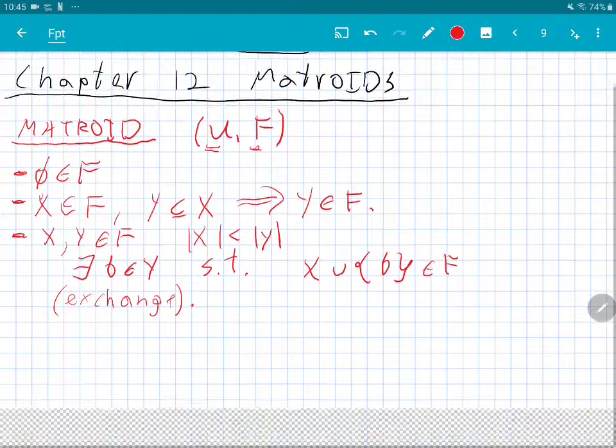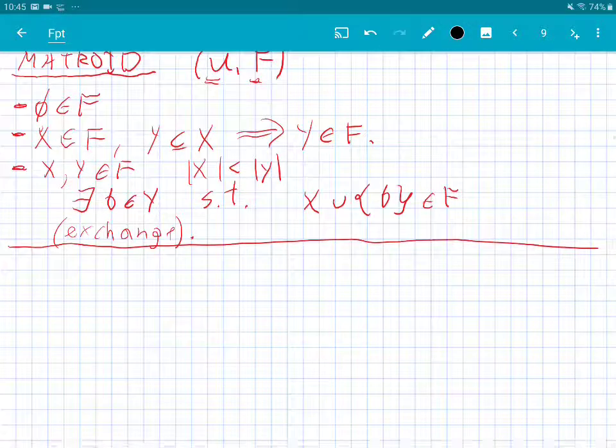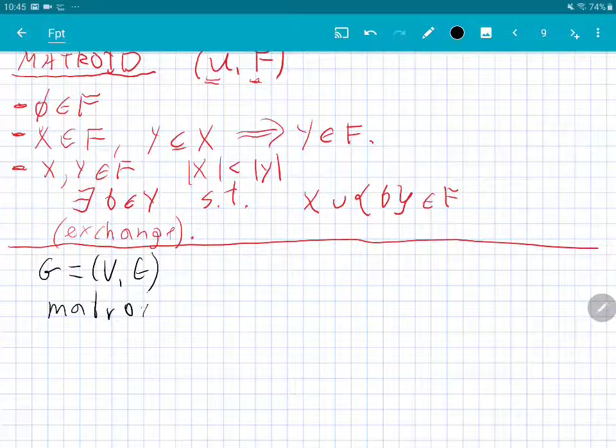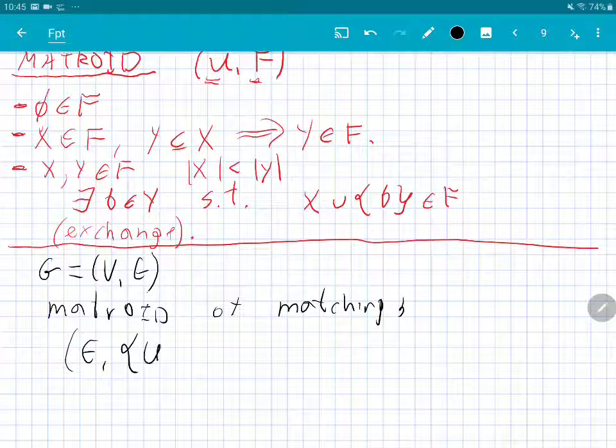Right. And why is it exchange? Because of the following definition. So before going any further, it's useful to see examples for Matroids. And I think the most natural example of a Matroid is the Matroid of matchings, right? So you have a graph G = (V, E), and we can define the Matroid of matchings where the ground set is going to be the edges, and the subsets are just going to be U, a subset of the edges such that U is a matching.